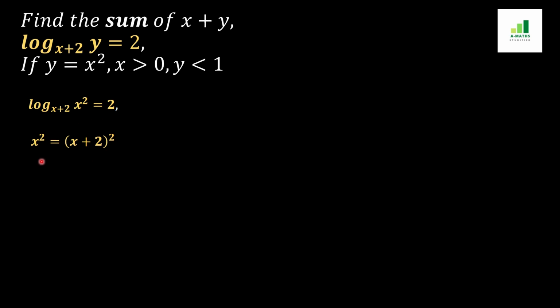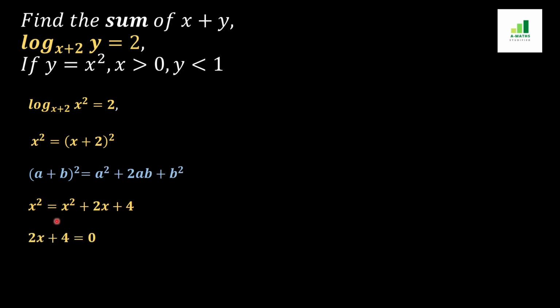Now as we know that the a plus b whole square formula is a square plus 2ab plus b square, so here this value will be expanded with this formula, and we will get x square is same as before, and this value will expand from the a plus b whole square formula, and we will get x square plus 2x plus 4. Now this x square and this x square will cancel out, and we will get 2x plus 4 equal to 0.